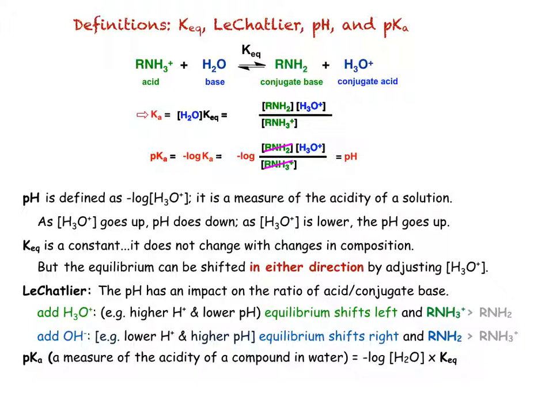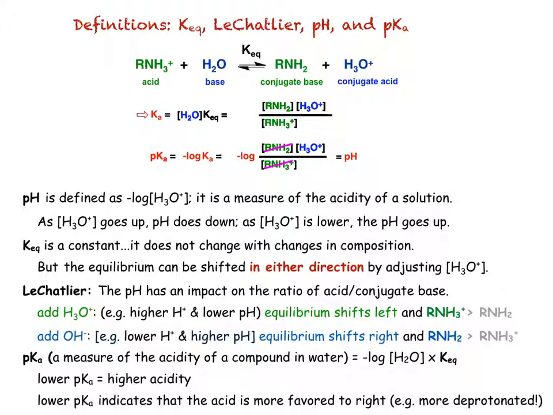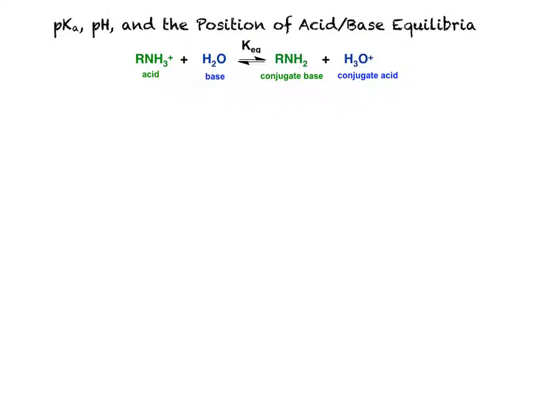So the pKa is a measure of the acidity in water. The lower the pKa, the more acidic it is. And pKa, by the way, is the negative log of the concentration of H2O times KEQ, as shown above in the equations. Lower pKa, higher acidity. And the lower pKa indicates that the acid-base expression as shown above, where the acid is losing a proton to water, is going to be more favored to the right for compounds that have lower pKa's, that is, for compounds that are more acidic.